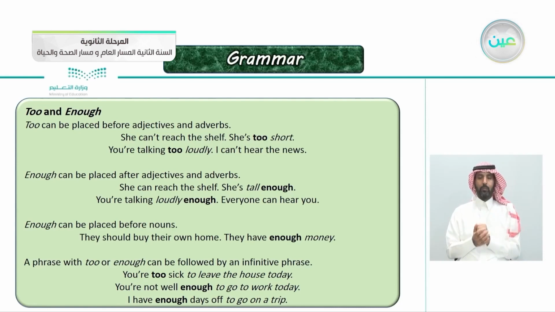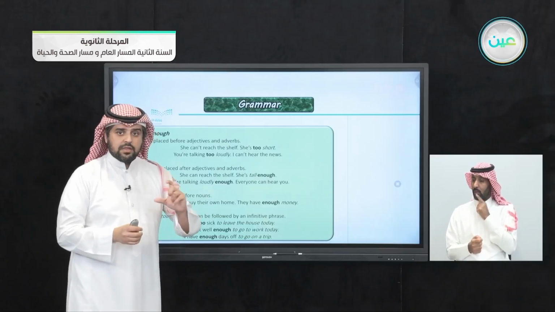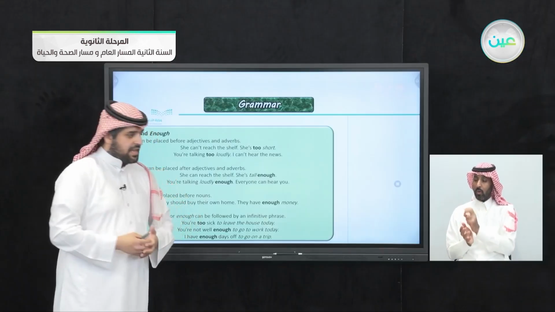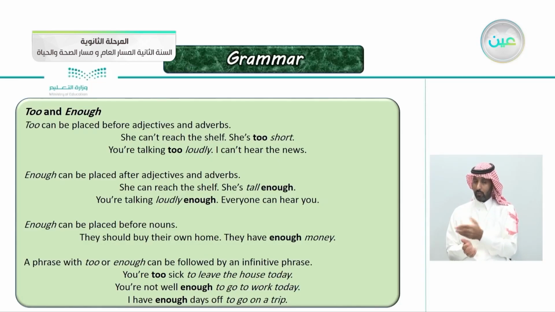Also, "enough" can be placed before nouns. They should buy their own home. They have enough money. They have the money amount that can buy this house. Again, they should buy their own home. They have enough money to buy this house.